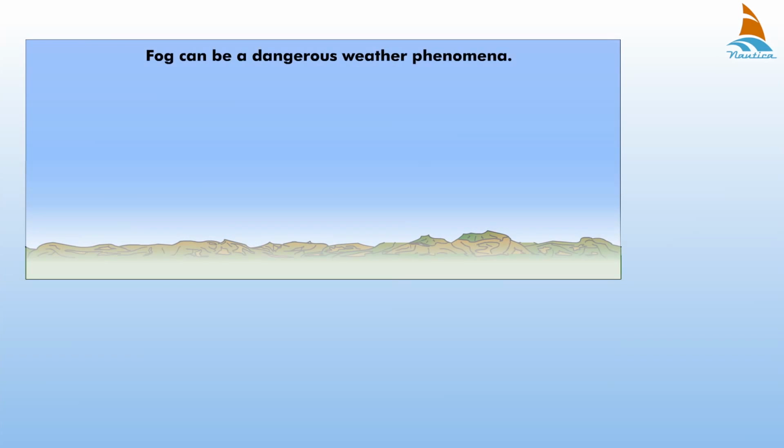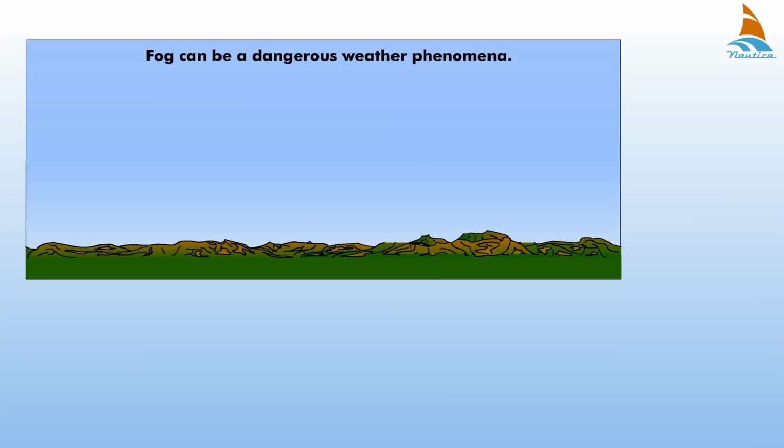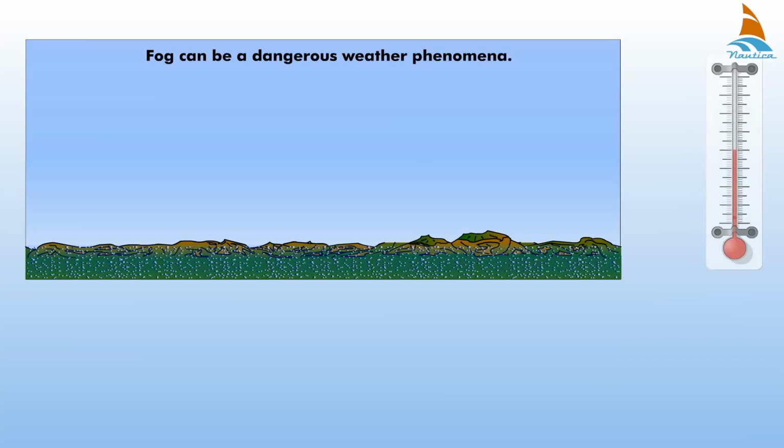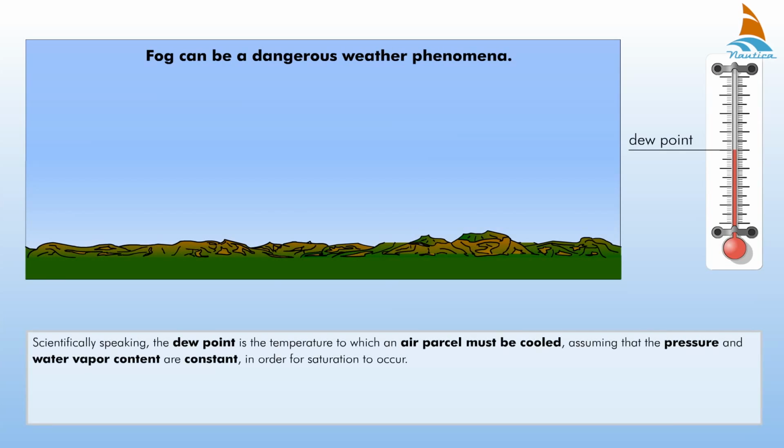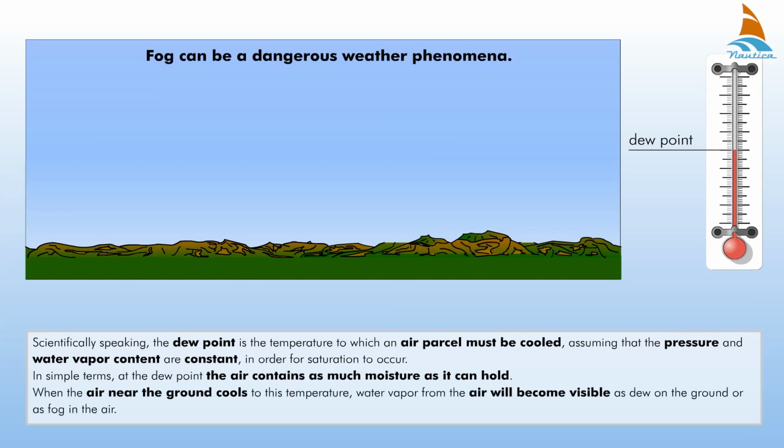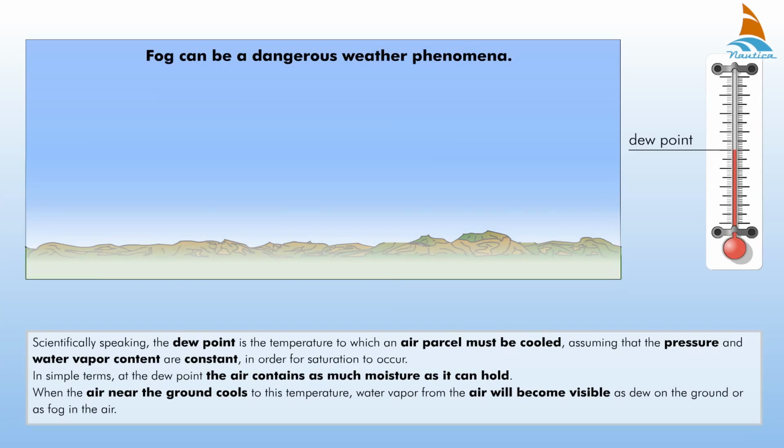Fog can be a dangerous weather phenomenon. Fog may form either when there is a lot of moisture near the ground or when the air near the ground is cooled to its dew point. But what is the dew point? Scientifically speaking, the dew point is the temperature to which an air parcel must be cooled, assuming that the pressure and water vapor content are constant, in order for saturation to occur. In simple terms, at the dew point the air contains as much moisture as it can hold. When the air near the ground cools to this temperature, water vapor from the air will become visible as dew on the ground or as fog in the air.